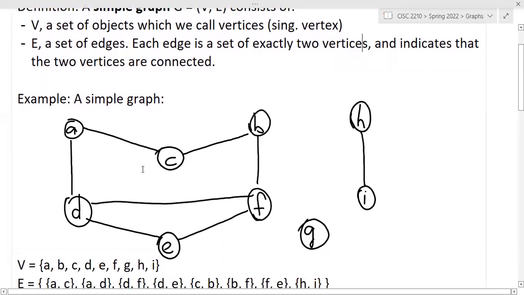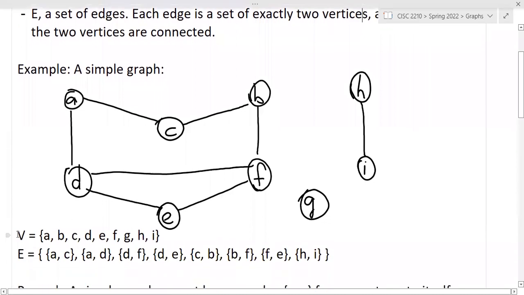So here's a simple graph. We have these vertices, right? So the set V is this set, A through I: A, B, C, D, E, F, G, H, I. So this whole thing is one graph, even though they're not all connected to each other, right? You have some things that are not connected to anything, some things that are separate from the main part of the graph, but this is one big graph.